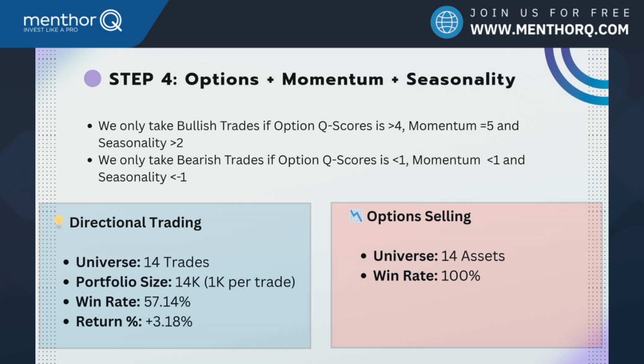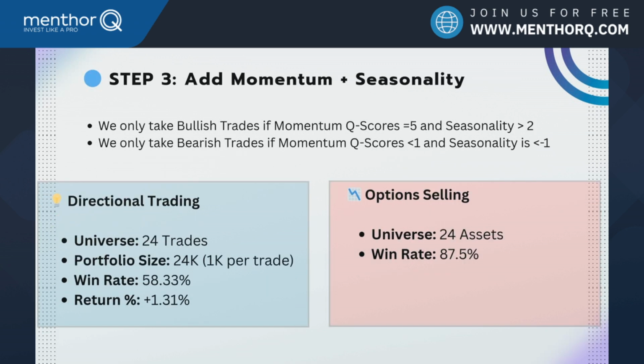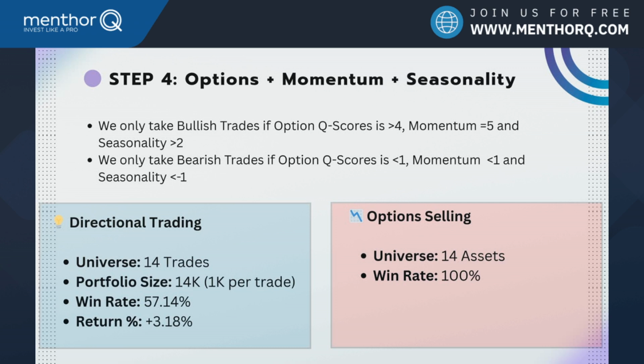As a result, what we see is that now the universe is also smaller. We only have 14 assets that match these criteria. Our win rate is now 57.14%, and our return percentage is 3.18%, which is great compared to the previous exercise, where we had a similar win rate but a better performance. But the most important part is that we now have a 100% win rate on our option selling strategy.